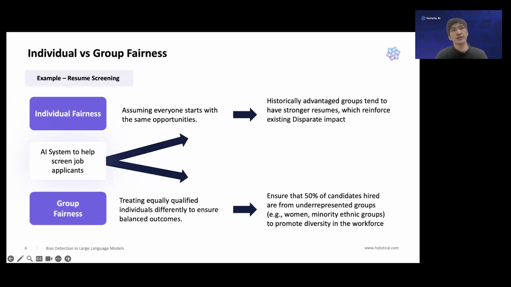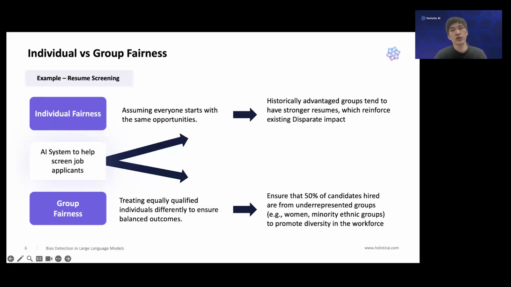For example, historically advantaged groups, for example, males, may have stronger resumes due to better opportunities, which could widen the disparities. And then, if the company wants to focus more on group fairness, it will adjust for imbalances between groups. For example, the AI system might be calibrated to ensure that a certain percentage of candidates hired are from minority groups, like women or ethnic groups.